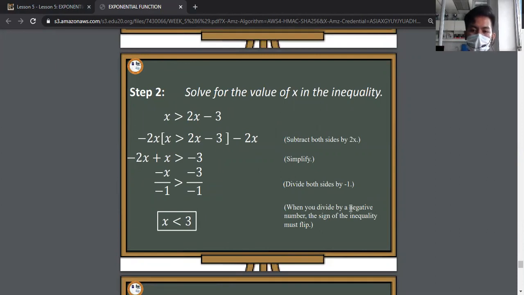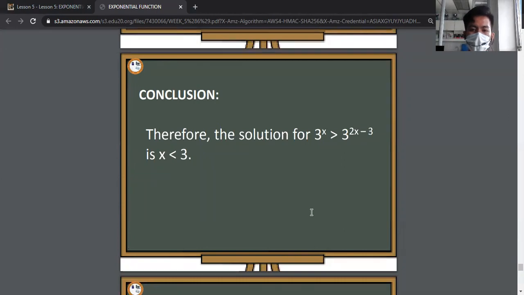When you divide by a negative number, the sign of the inequality must flip. Pag nag-divide ka daw po ng negative numbers, magbabaliktad po yung sign po ng inequality po natin. So, kanina po dito is greater than. So, dahil negative sign po yung dinivide po natin, magiging less than na po siya. So, therefore, the solution for 3 raised to x greater than 3 raised to 2x minus 3 is x less than 3.